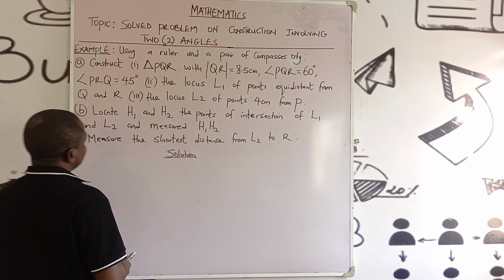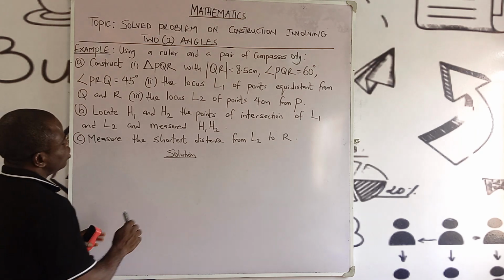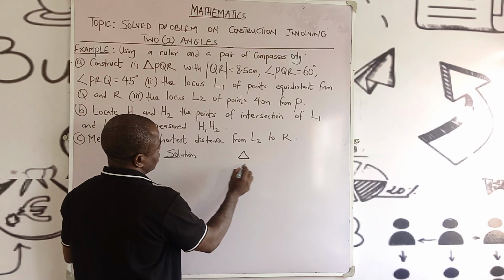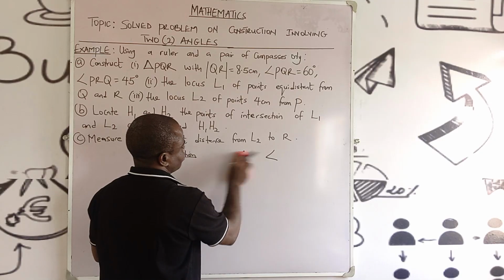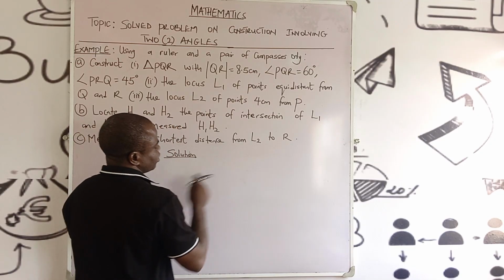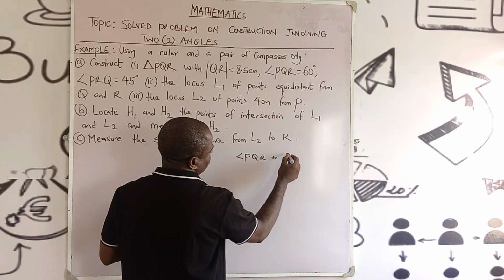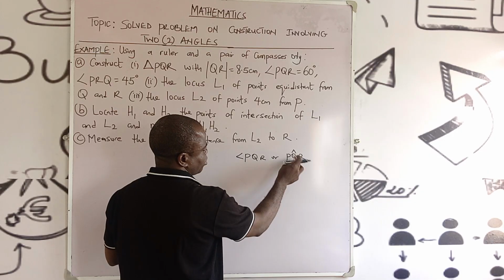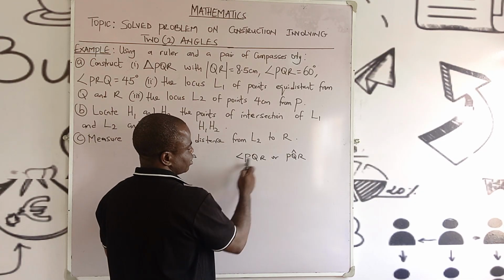Okay, now let's see. Construct a triangle. We know that this is a symbol of triangle. When you have this, that's the symbol of angle. It can be written like this, angle PQR. The angle symbol will be on top of the alphabet at the middle, still referring to the same thing.